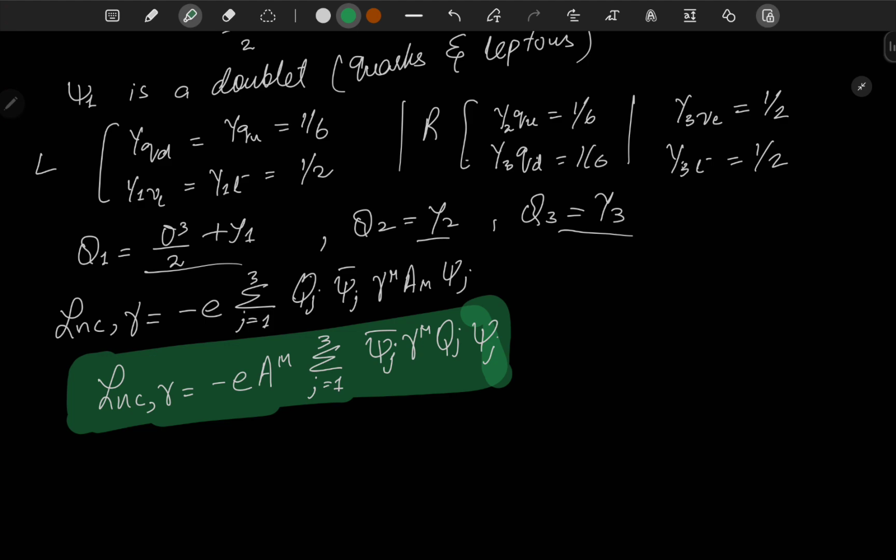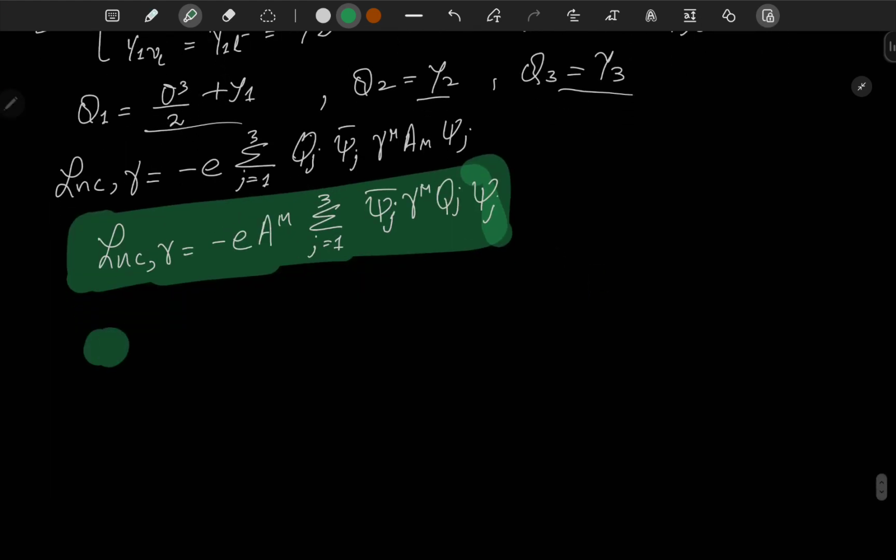So this describes the interaction between the photon and the fermionic current. Q is again not fixed by the theory, just like it was not fixed in the case of QCD. Now I'm going to write the terms corresponding to Z mu.